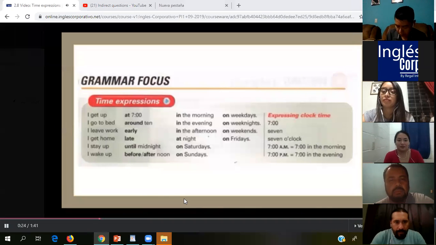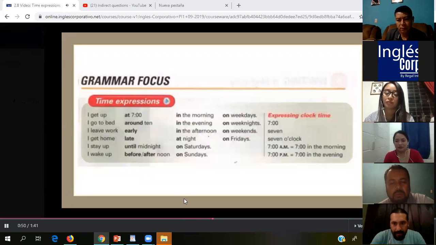I get home late at night on Fridays. I stay up until midnight on Saturdays. I wake up before noon on Sundays. I wake up afternoon on Sundays. Expressing clock time. 7 o'clock. 7 a.m. equals 7 in the morning. 7 p.m. equals 7 in the evening.